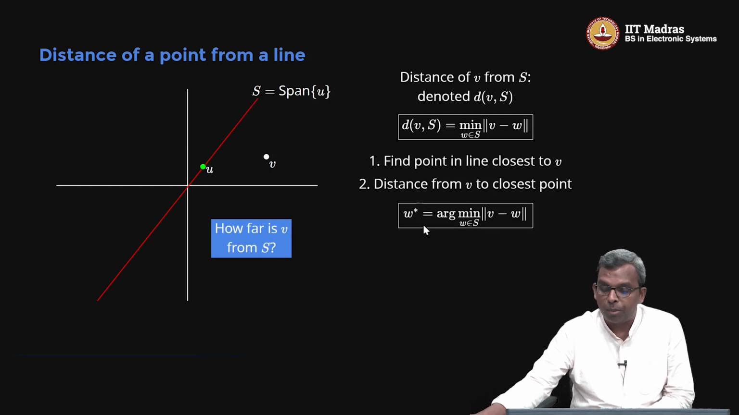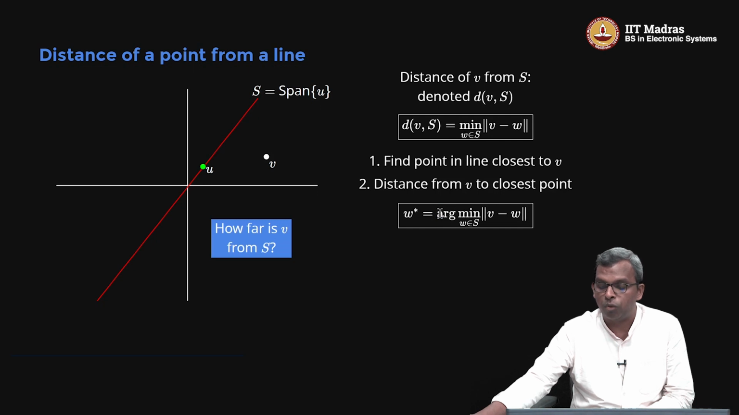So this W star was the first problem. Finding the point closest to V is actually the notation arg min. Arg is basically argument. You minimize over W in S, norm V minus W. This W is your argument of the minimization. The best possible W that you got, the one that is closest, that minimizes this, is put out as W star. If I say the minimum over W in S of norm V minus W, this is the least distance. The W that achieves this minimum is the arg min. So this is the notation of arg min.